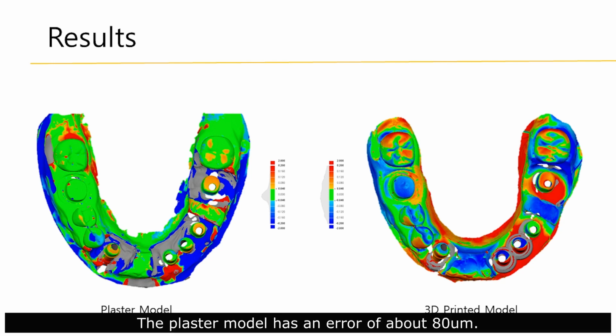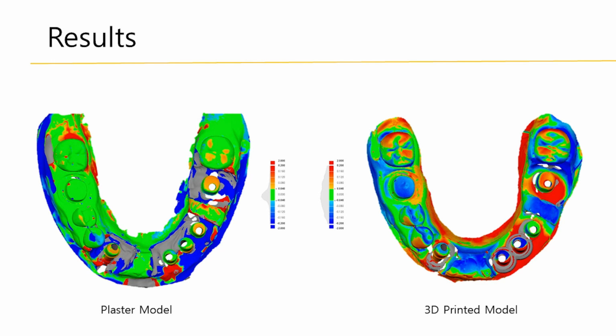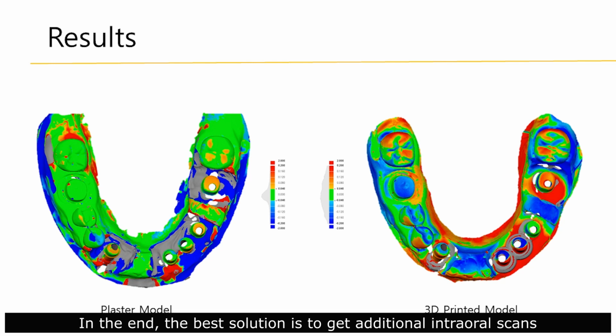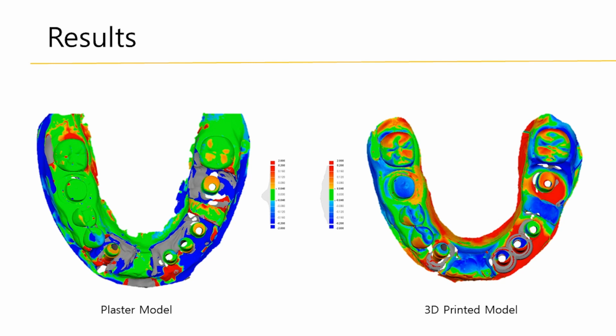The plaster model has an error of about 80 micrometers. The 3D printing model shows an error of over 200 micrometers. In the end, the best solution is to get additional intraoral scans or impressions in the patient's mouth.